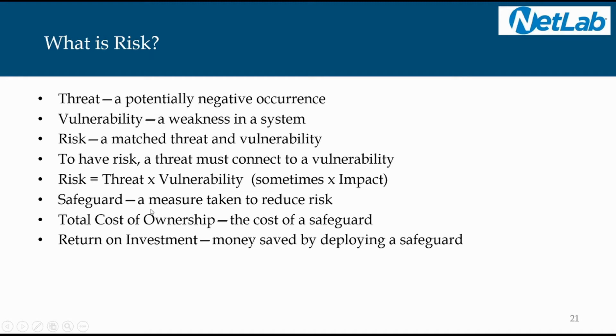Safeguard, a measure taken to reduce the risk. Total cost of ownership is the total cost of the safeguard. You have a laptop or a desktop, and if you want to install an encryption software, the encryption software cost will be there. The software cost, annual maintenance, installation costs, everything put together, you will get an X amount. This is the TCO, total cost of ownership.